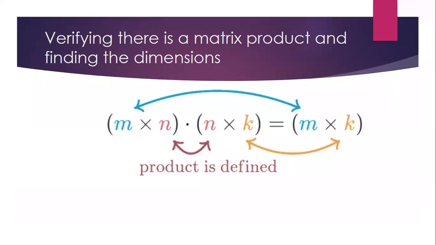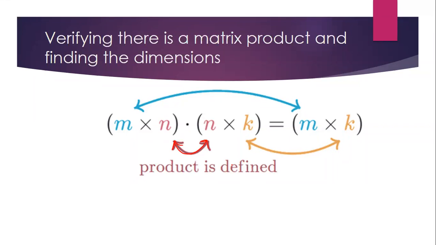All right, so your do now was to lead us to this, verifying there's a matrix product and finding the dimensions. I call it the smile check. If you're multiplying two matrices together, the number of columns in the first matrix and the number of rows in the second matrix have to be the same. They have to be friends. It has to be a happy situation. And the product is going to be the number of rows from the first matrix and the number of columns from the second matrix.